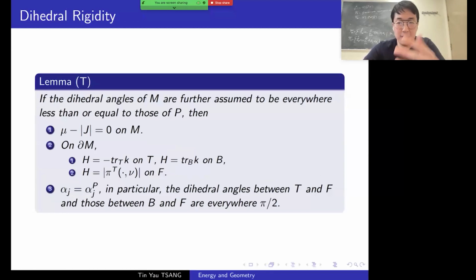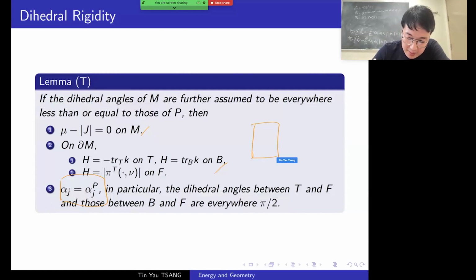But now we have to separate the picture diagonally, because if we further assume the angles are everywhere less than or equal to those of P, then we have the following results. First of all, mu would be equal to J on M, and then all the assumptions on the boundary, the inequalities, become equalities. And then all the diagonal angles will be the same as the Euclidean model. And this I have to point out: of course, by the Gauss-Bonnet theorem, you may expect that we can always get some information on each slice.